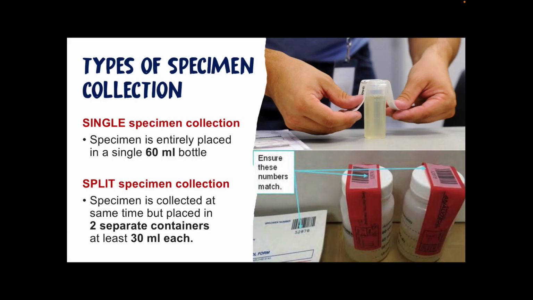And also, for the types of specimen collection, as mentioned, we have the single and split specimen collection. So for single specimen collection, the specimen is entirely placed in a single 60 ml bottle. For split, the specimen is collected at the same time but placed in two separate containers with 30 ml each.